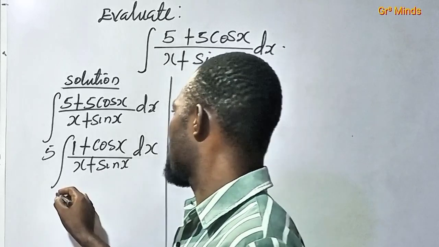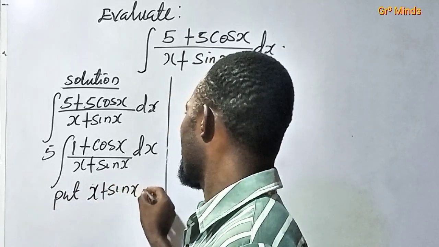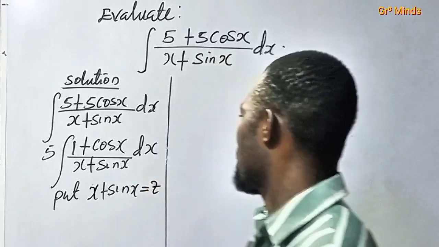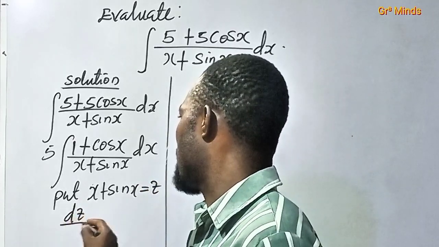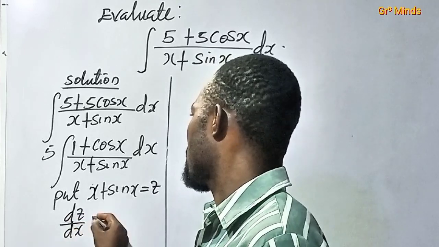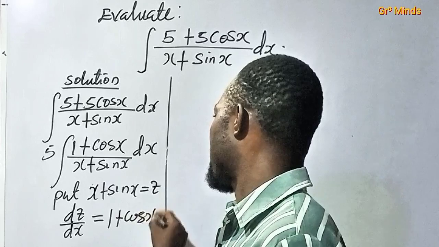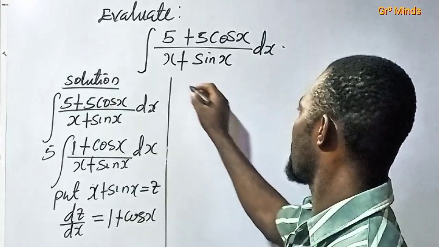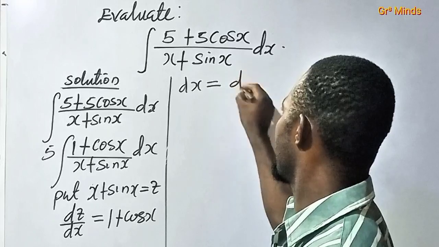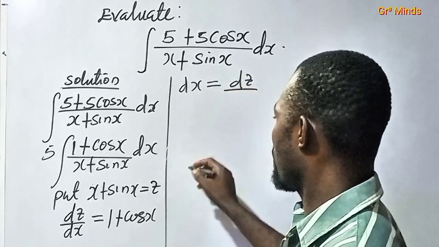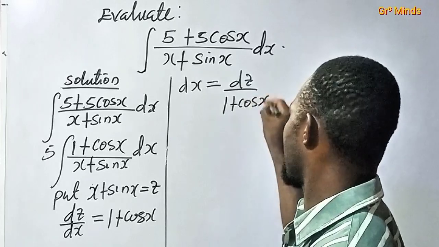Now put x plus sine x to be equal to z. Differentiate: dz/dx is going to give us 1 plus cos x. Make dx the subject. We have dx is going to be dz all over (1 plus cos x).